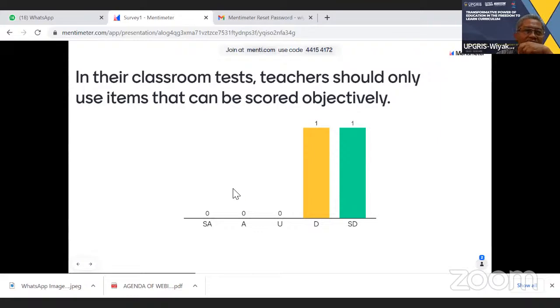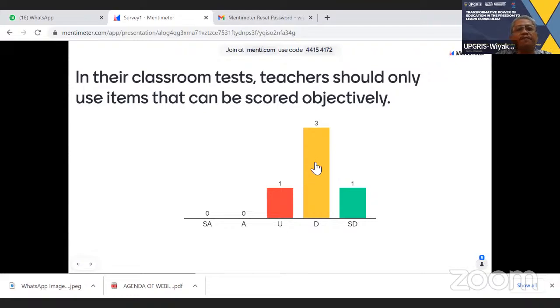I prepared 10 questions, but probably we're not going to display all 10 questions to you, because I can guess that some of us will give responses differently due to the practices or due to the beliefs on doing the assessment in the classroom, when these questions require you to judge whether teachers should only use items that can be scored objectively.